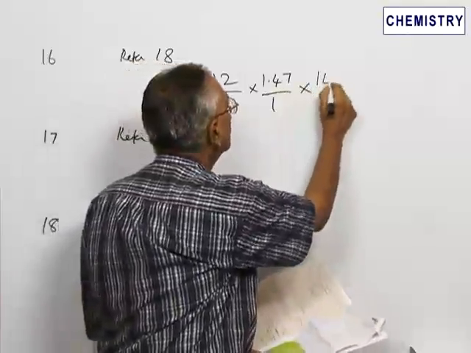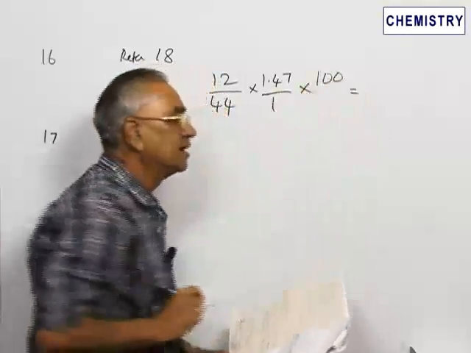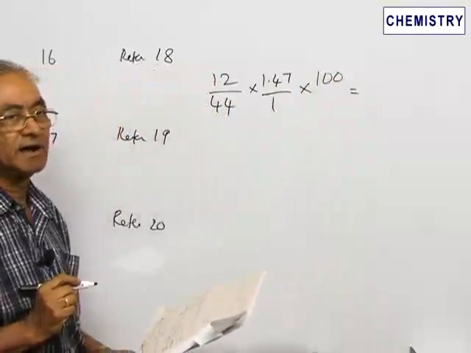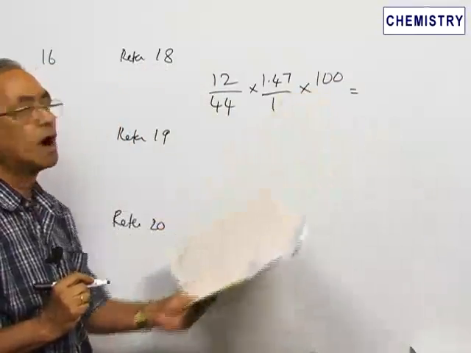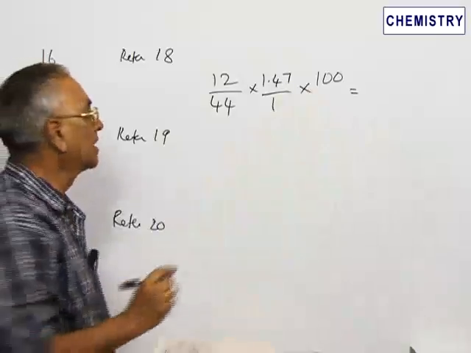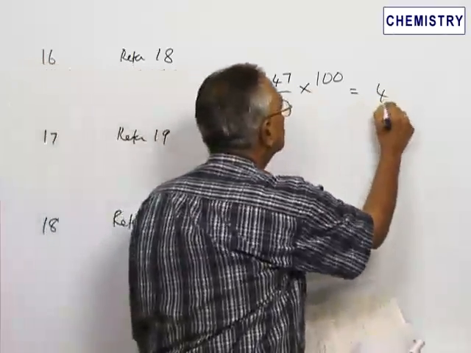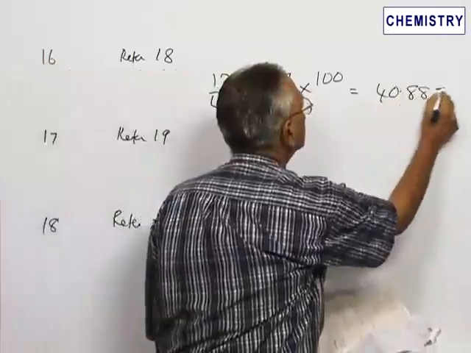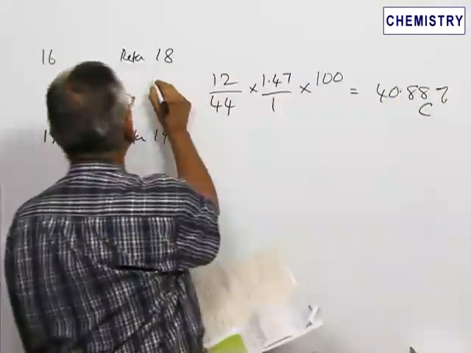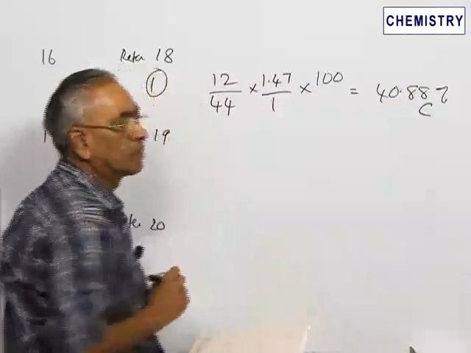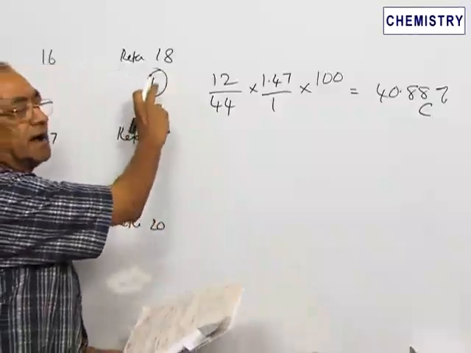Then, because we want to calculate the percentage, from 100 grams of the compound, how much carbon will be available? The answer for that question is 40.88% of carbon, which corresponds to choice 1. So that is for question number 18.